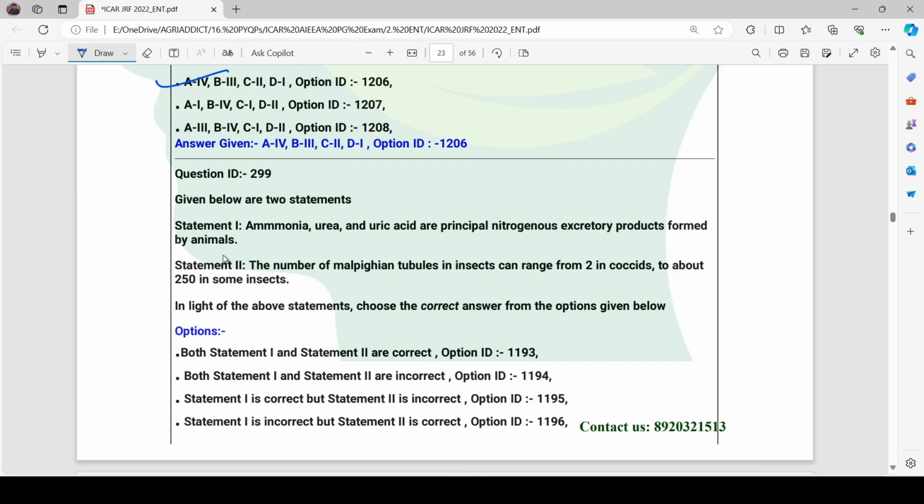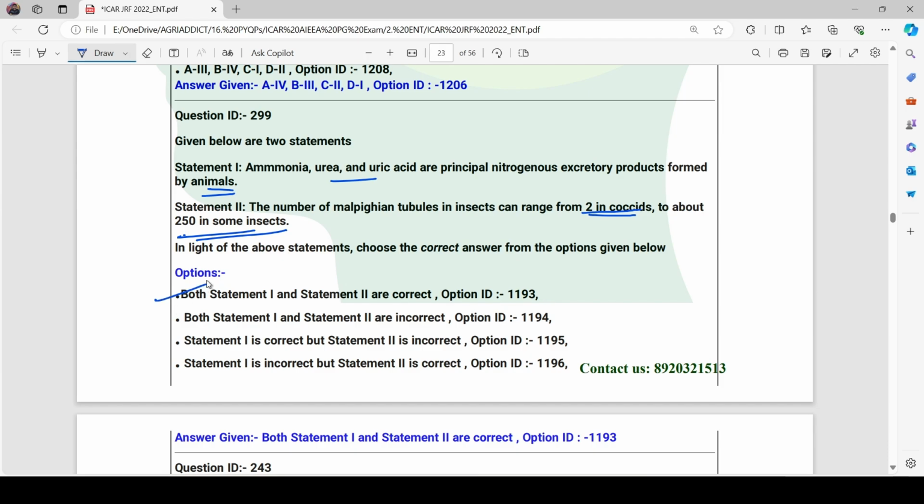Given below are 2 statements. Statement 1 is ammonia, urea, uric acid are the principal nitrogenous excretory products formed by animals. Yes, these are important nitrogenous excretory products formed by animals. And statement 2 is the number of Malpighian tubules in insects can range from 2 in coccids, the scale insects, yes, to 250 in some insects like some orthopteran insects. Yes, both statements 1 and 2 are correct.